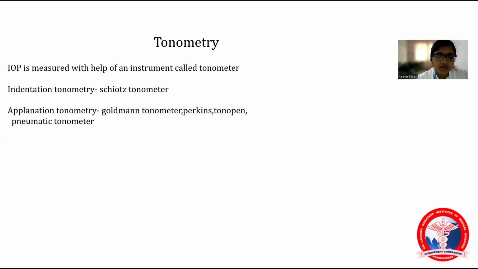What is tonometry? IOP is always measured with an instrument called a tonometer. We have two main types of tonometry: indentation and applanation tonometry.